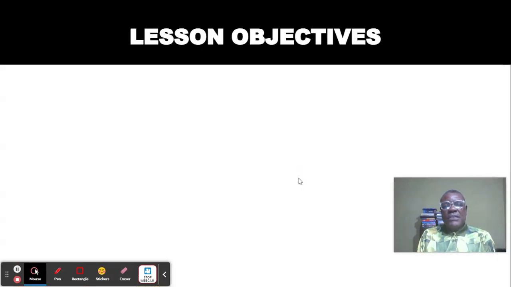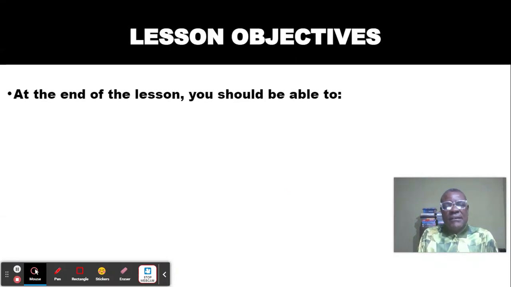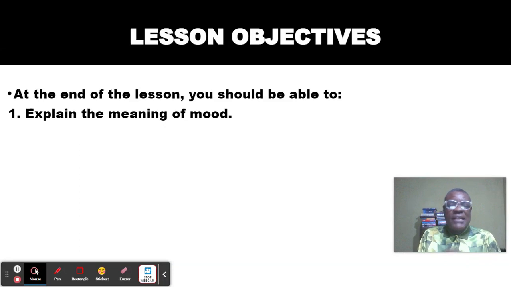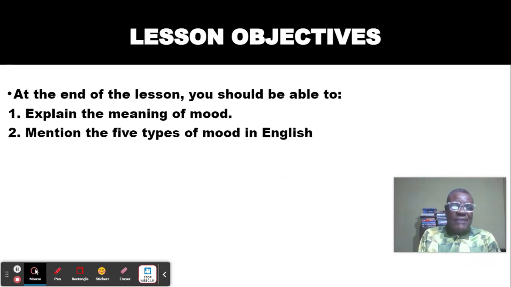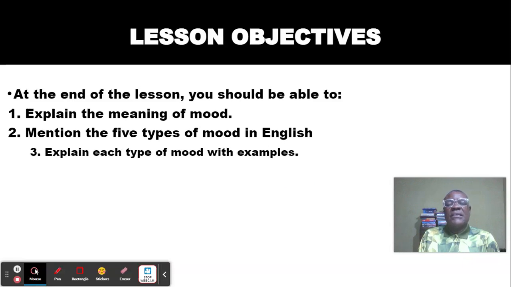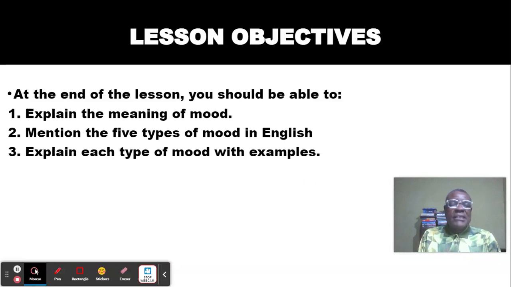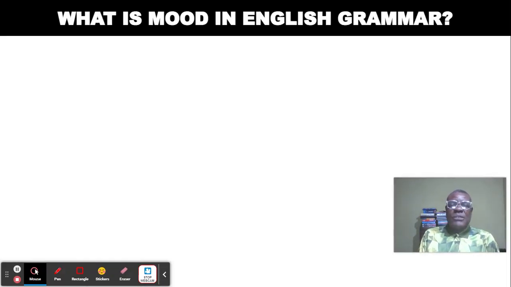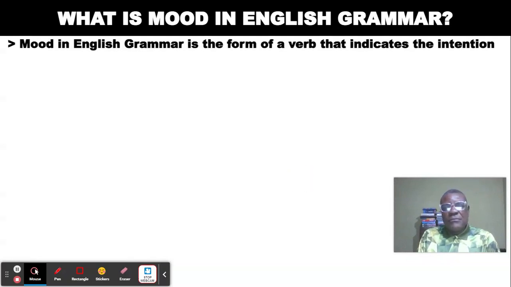We want to begin with the lesson objectives. At the end of the lesson, you should be able to do the following. Number 1, explain the meaning of mood. 2, mention the 5 types of mood in English. 3, explain each type of mood with examples. Let's begin with the first one, which is a basic question. What is mood in English grammar?